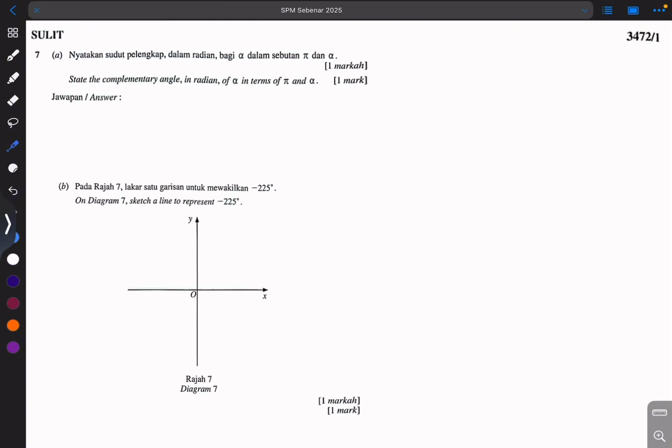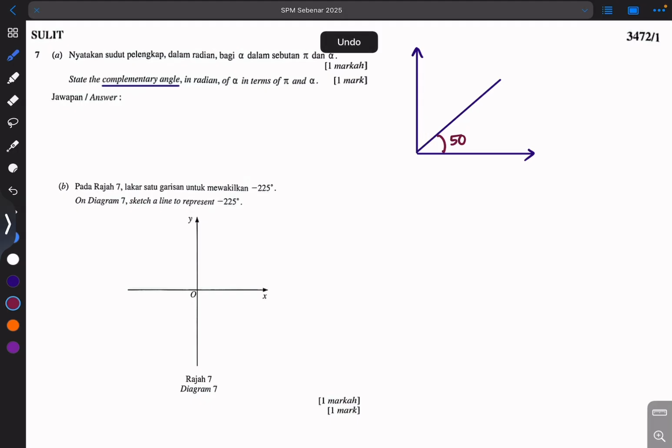Question 7. State the complementary angle in radians of alpha in terms of pi and alpha. Complementary angle means the sum of two angles must be 90. So if we have one angle, let's say this is 30, the complementary angle would be 60. If our angle is 50, the complementary angle would be 40. The sum of two angles must be 90.